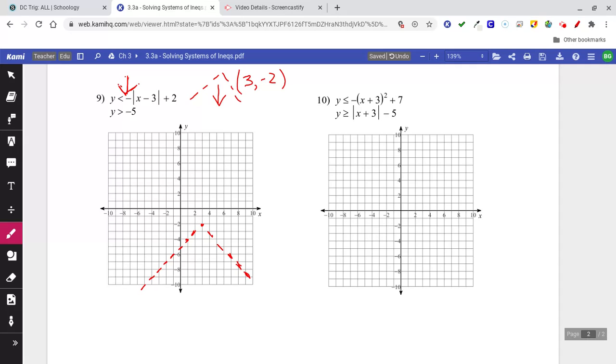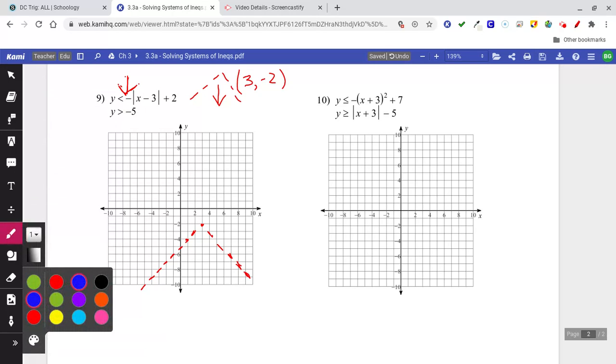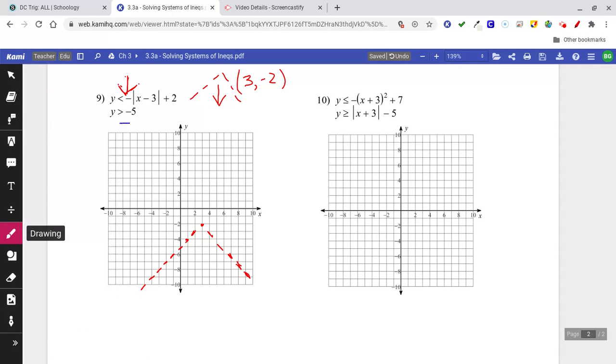The other one says y is greater than -5. You should know by now that that's going to be a horizontal line. Horizontal line, specifically dotted. And greater than means we're going to shade up. So you go to -5. Y equals -5 is right there. So we want this line, y equals -5, except it's not equals, it's greater than. So that means make it dotted, and we're going to shade up.